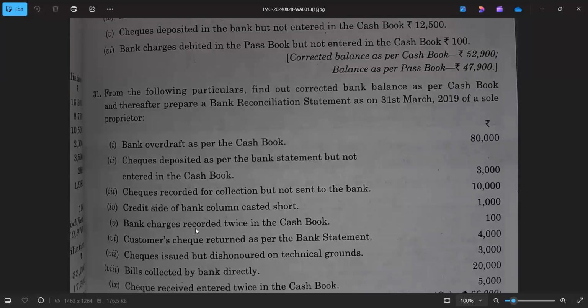Okay, let me prepare it. A credit balance in the bank column. In cash book or bank reconciliation statement? Cash book. Yes, it will go in cash book.